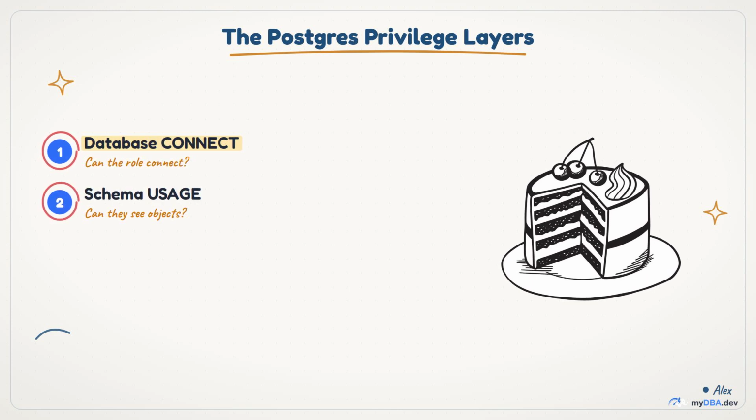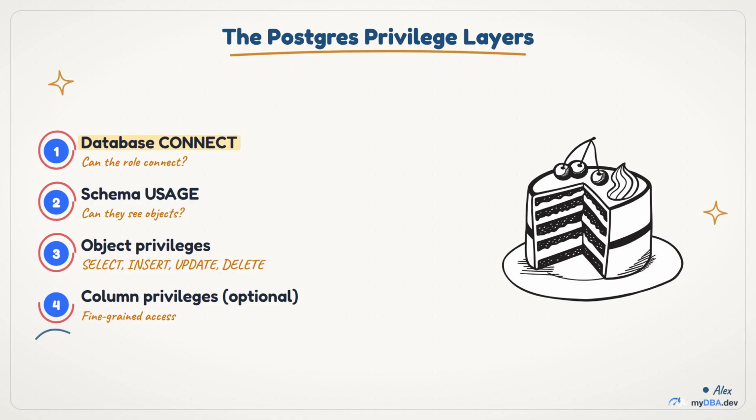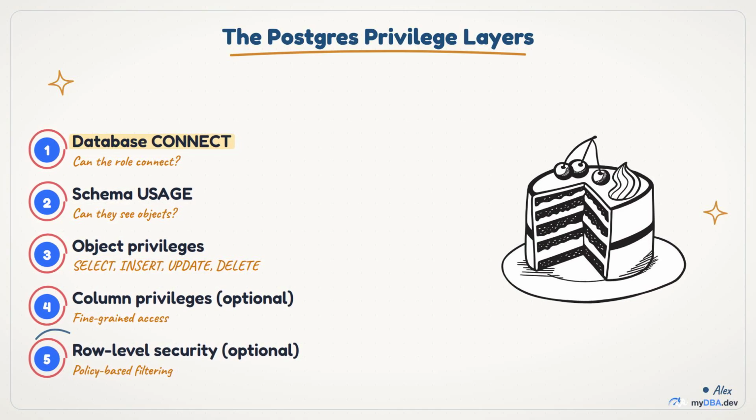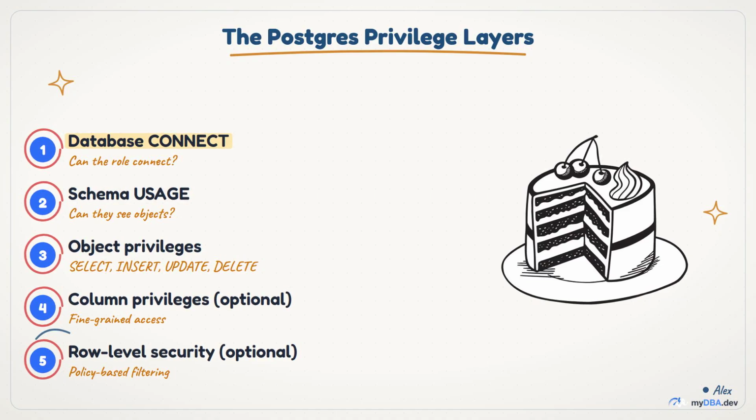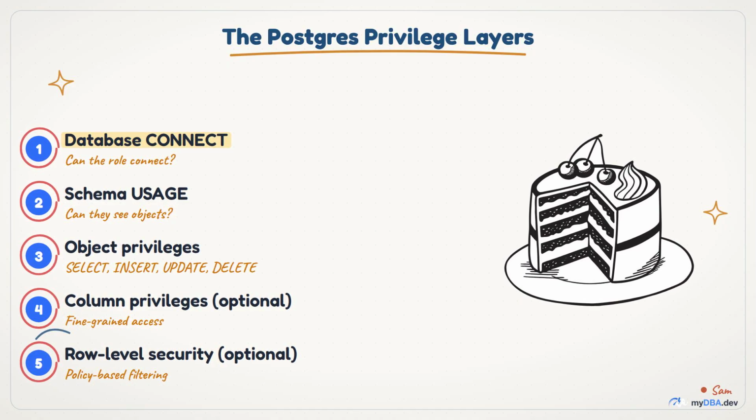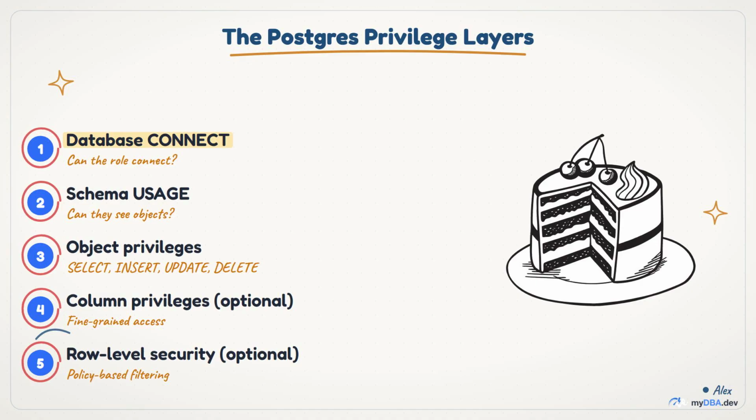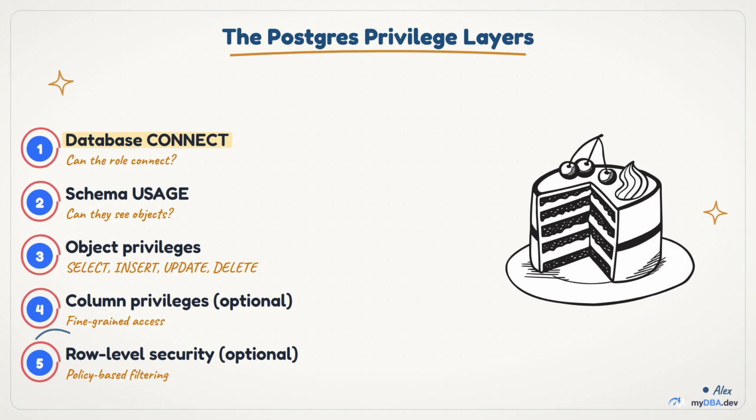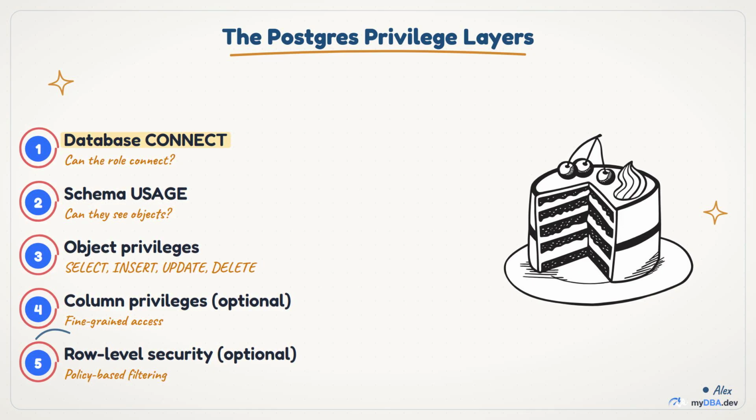Postgres checks database connect, then schema usage, then object level privileges like select. You can go even deeper with column level grants and row level security policies if you need fine-grained access. That's a lot more layers than I expected. It is, but it's also way more flexible. You can model complex access patterns, read-only roles, schema isolation, column masking that are awkward or impossible in simpler systems. The trick is understanding the model so you're not fighting it.